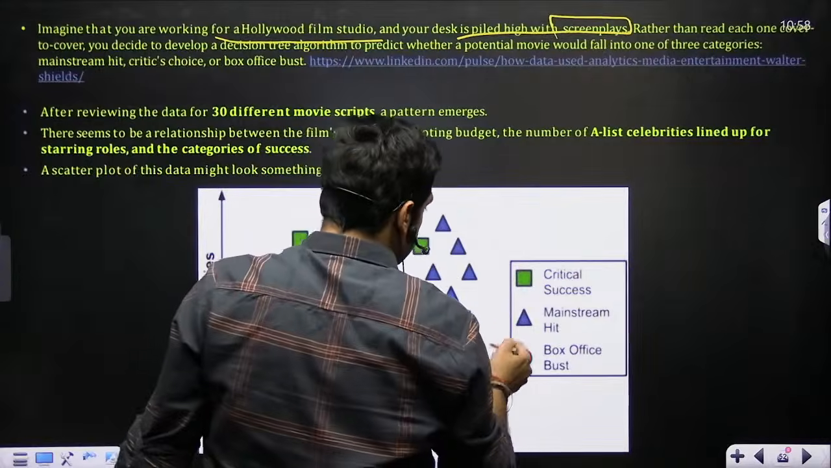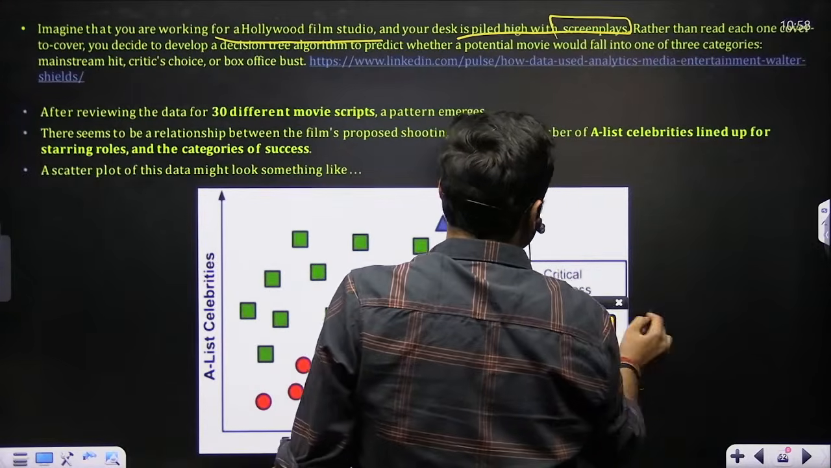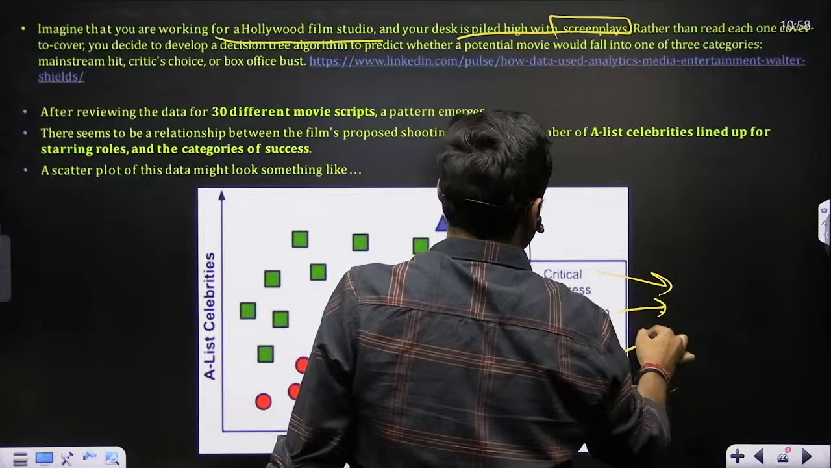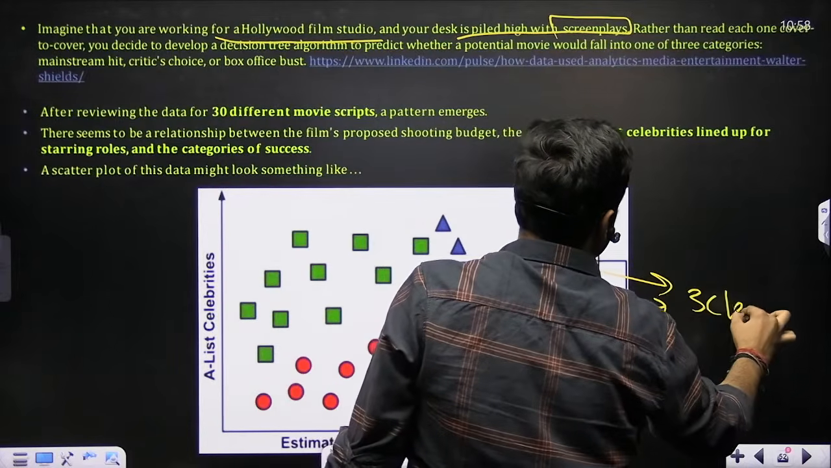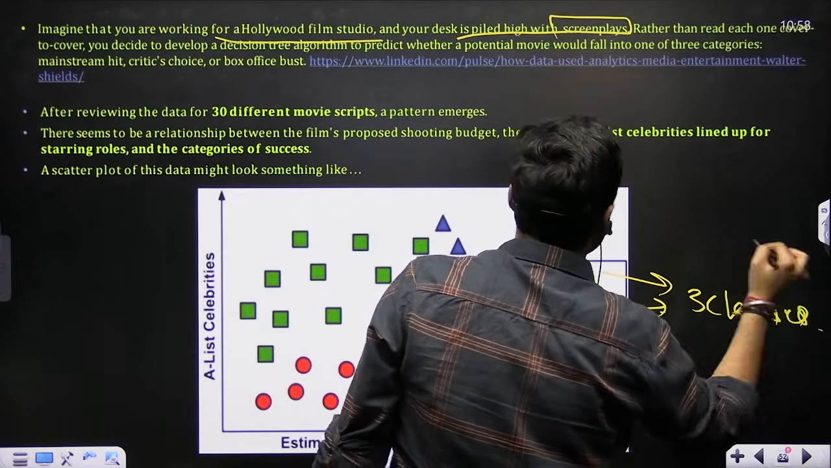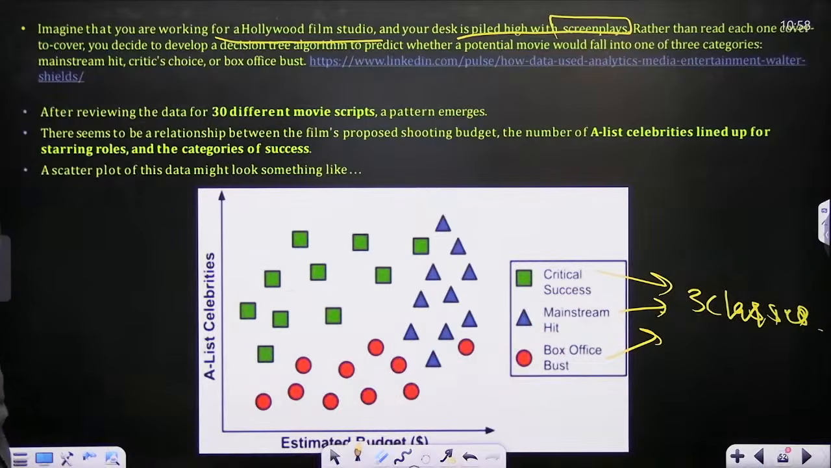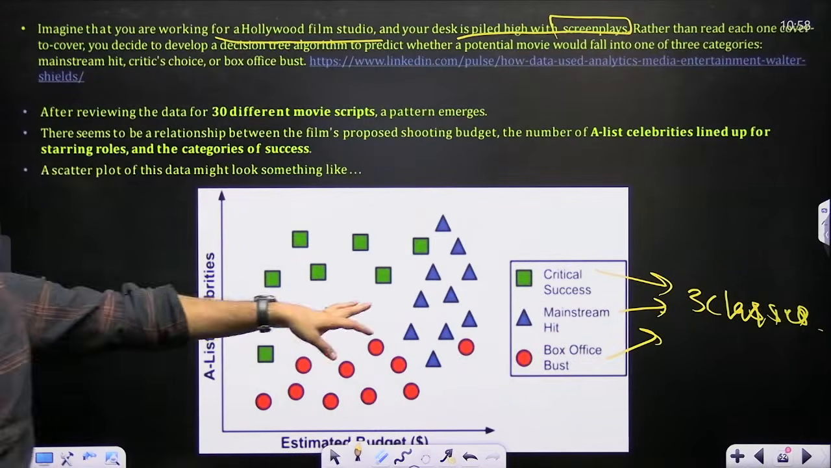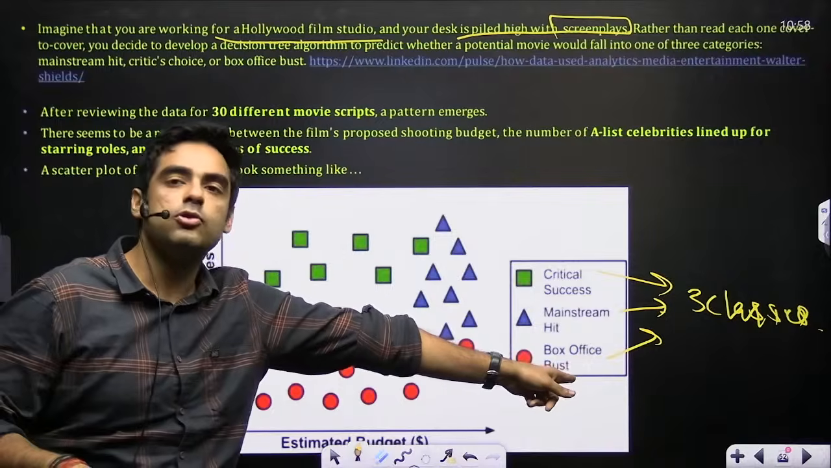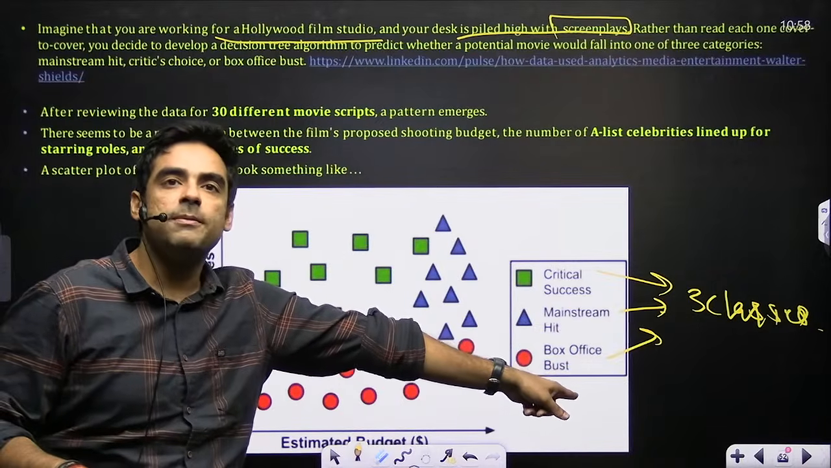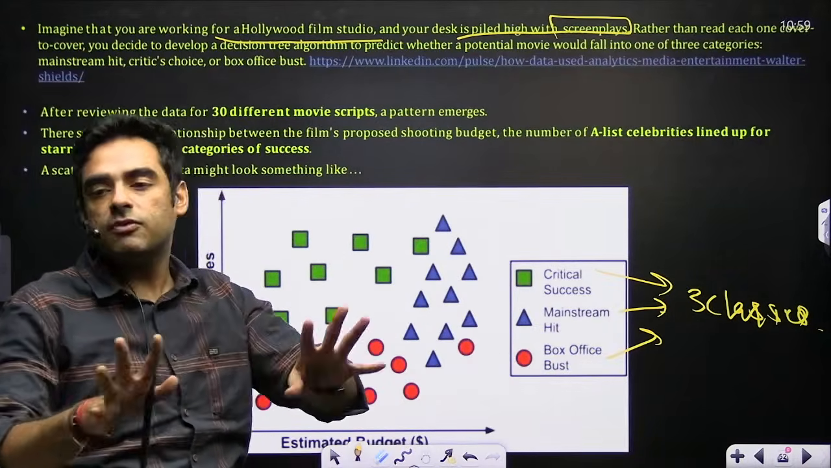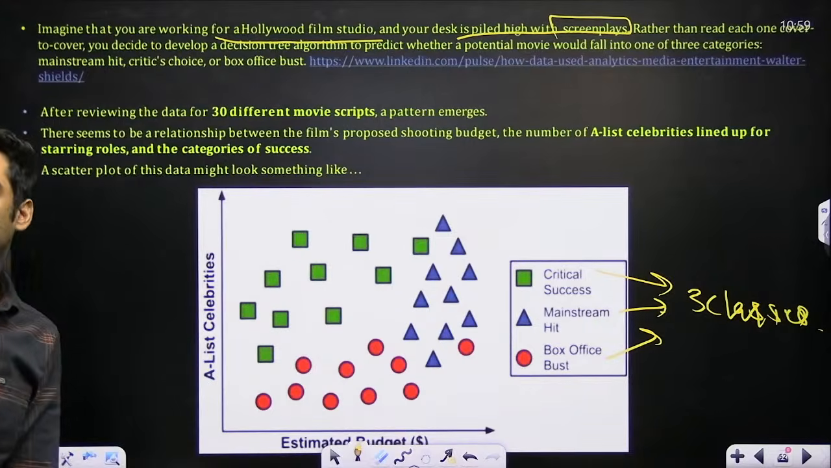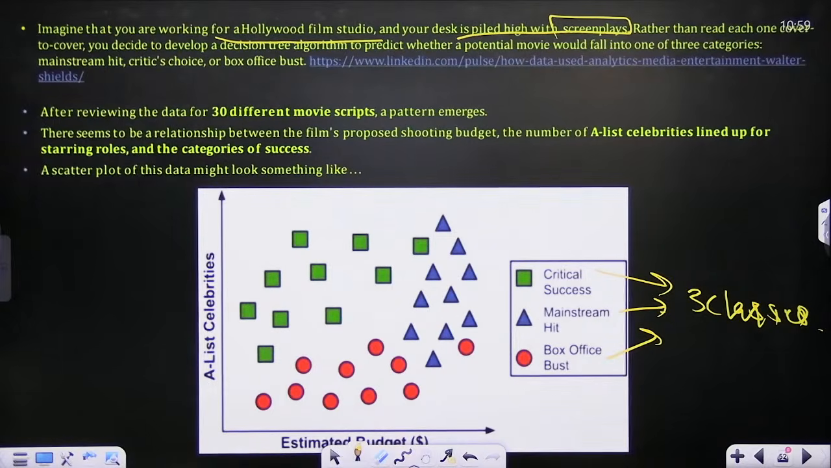Now we have three classes in the target variable. The first class is critical success, the second class is mainstream hit, and the third class is box office bust. Box office bust is nothing but the movies which are flop.